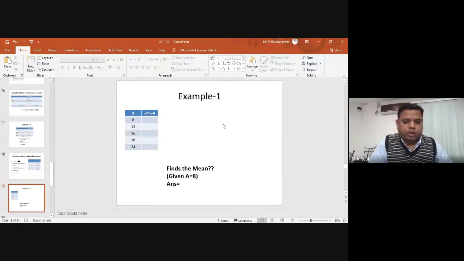Here, the assumed mean is given, 8. So what is the value for the first row? 0. Okay, 0. Similarly, calculate x minus 8. First one is 0, the second one is 4, then the third is 16 minus 8 equals 8, then 18 minus 8 is equal to 10, and 24 minus 8 equals 16.